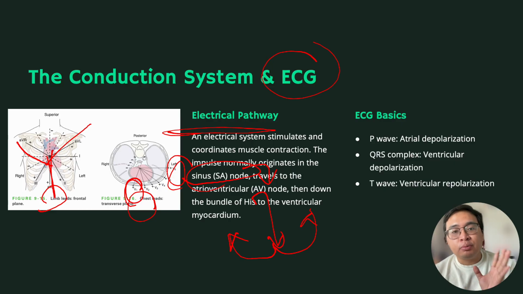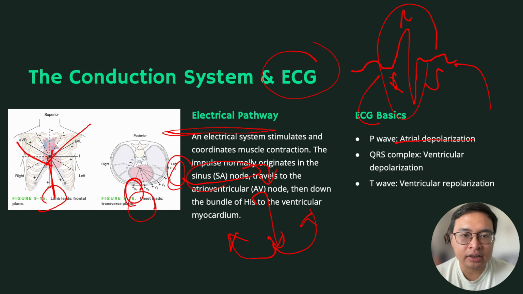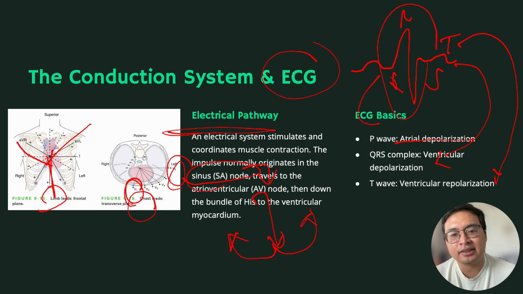But what is the output of the ECG? You're going to have this output. Okay? And this corresponds to the P wave, which corresponds to the atrial depolarization, the QRS complex, which corresponds to the ventricular depolarization, and lastly, the T wave, which corresponds to ventricular repolarization.